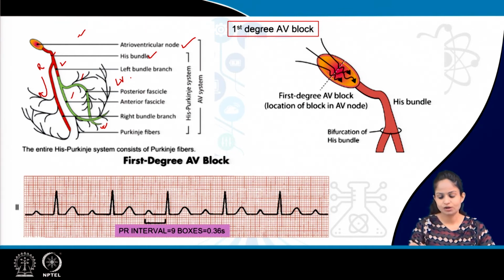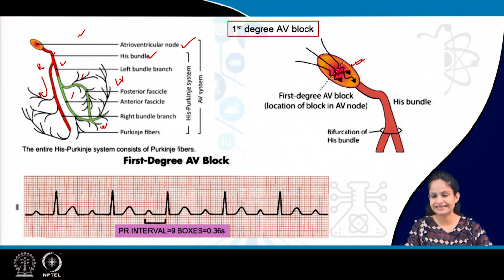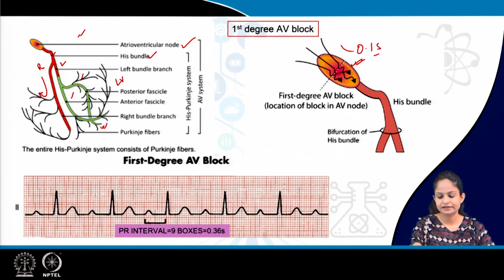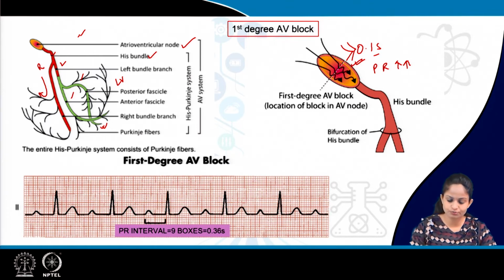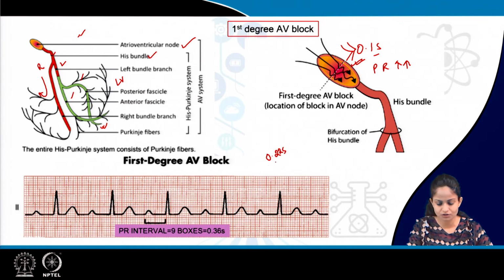Now, in the first degree AV block, if any block is present, there will be delay in the conduction. It is not that the impulses will not pass, but the AV nodal delay, which is usually 0.1 second, will get increased. So, that will cause prolongation of the PR interval. If I ask you what the normal PR interval is, we usually have 5 boxes. 5 into 0.04 means 0.2 seconds. 0.2 to 0.22 seconds should be the normal PR interval, but when it is more than that, the PR interval is prolonged, and that is what we are seeing.